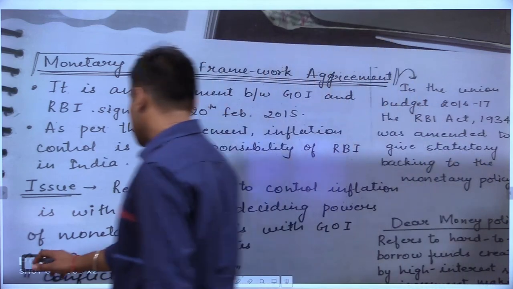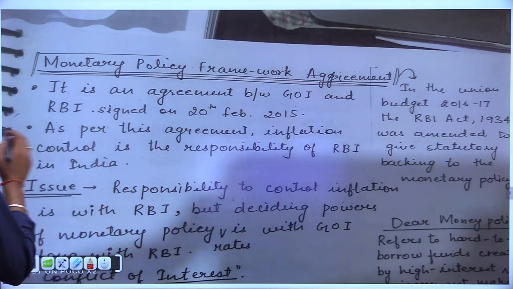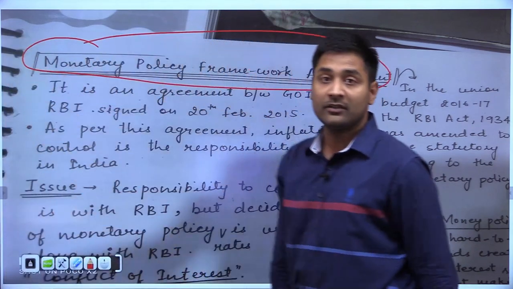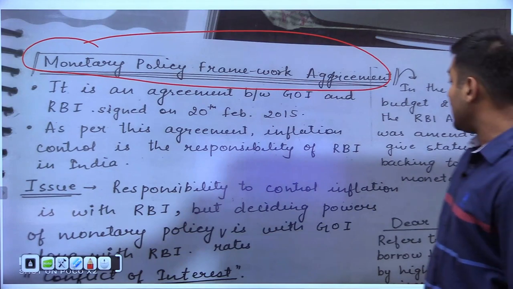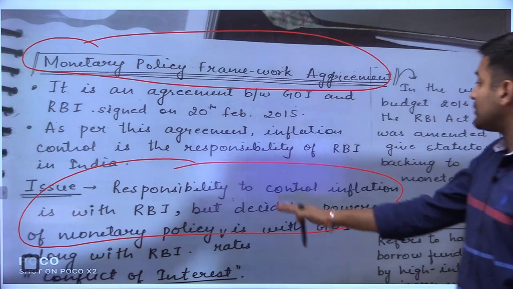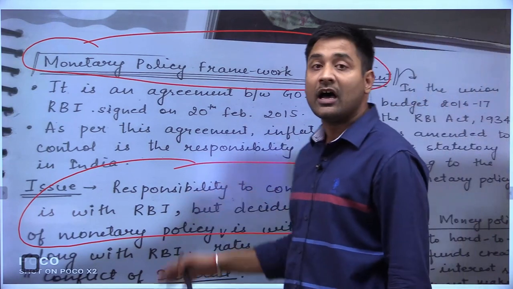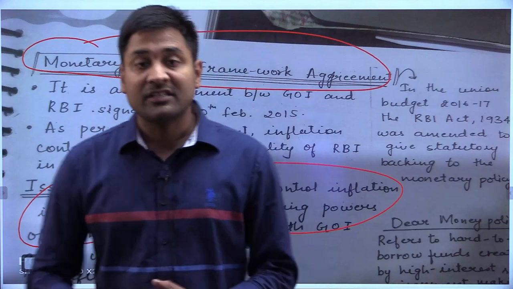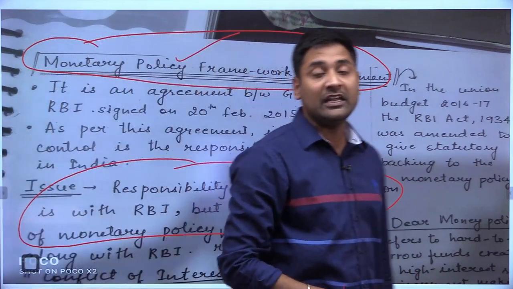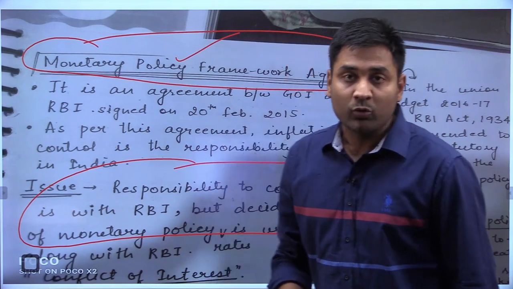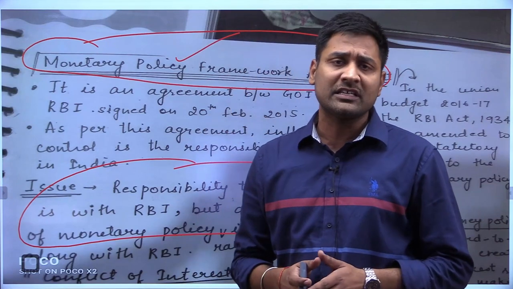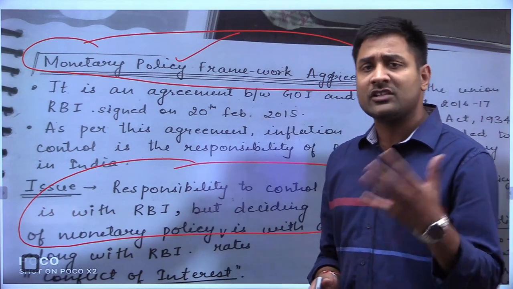In this we can see that as per the agreement, the monetary policy framework agreement, this is the line that is the answer to this question: the responsibility to control inflation is with the RBI in India. Who is responsible as per this agreement between RBI and the Government of India? RBI is responsible to control inflation in India. It was a very basic question, the easiest question asked by UPSC in this year's exam.